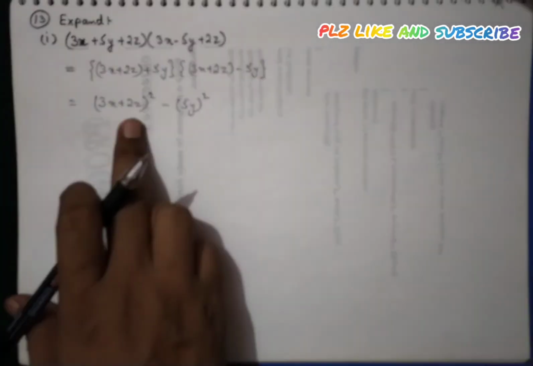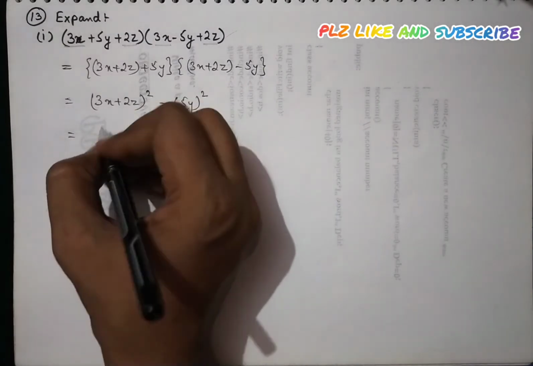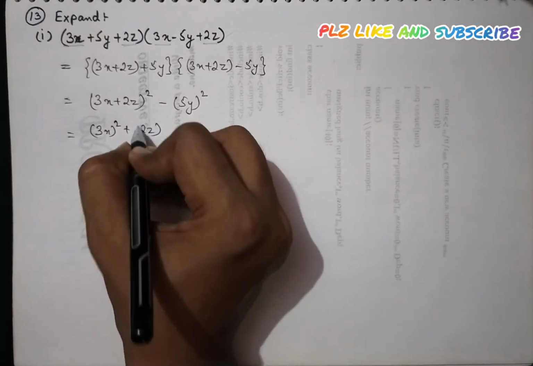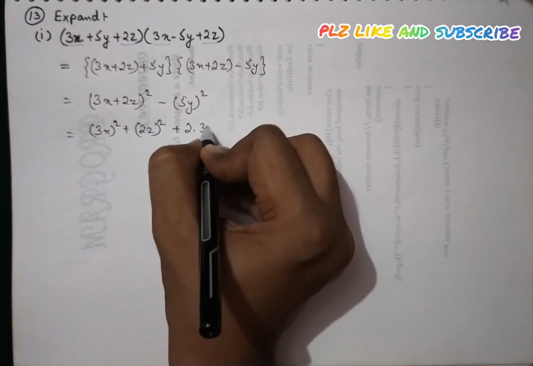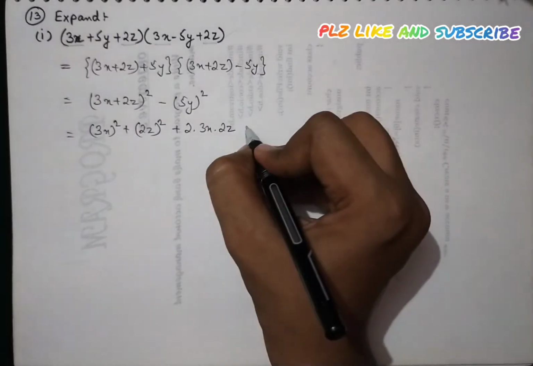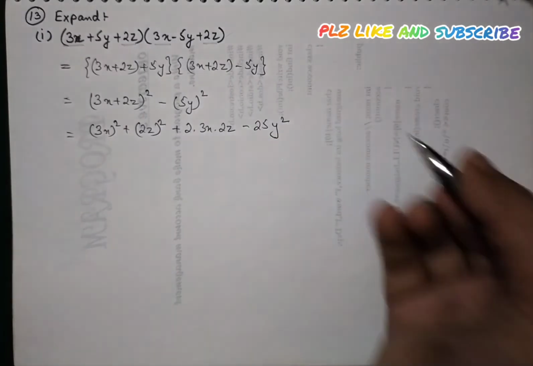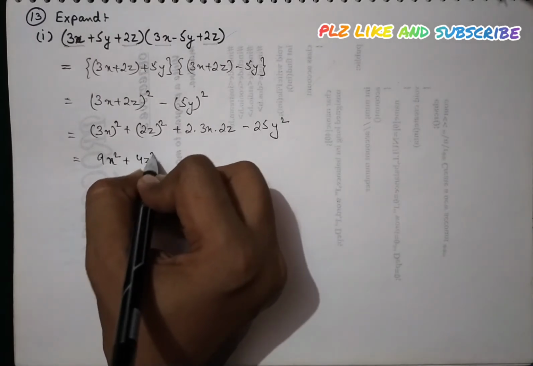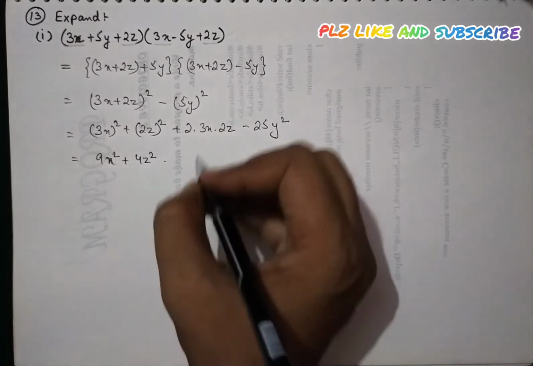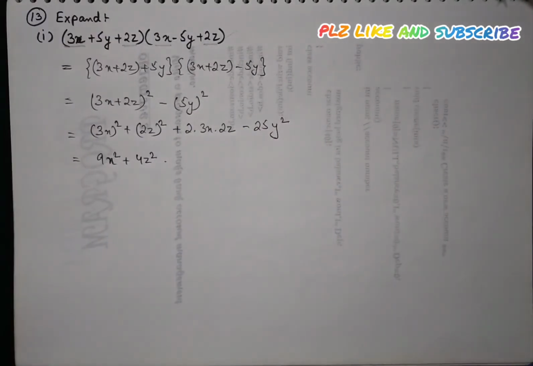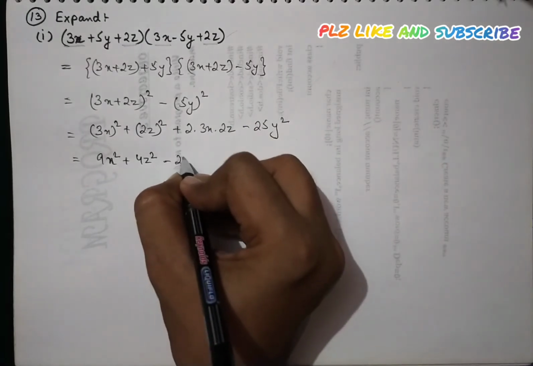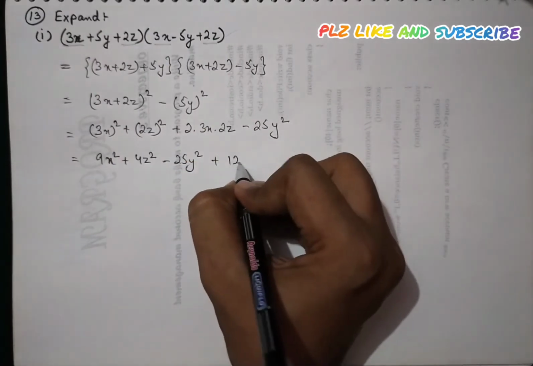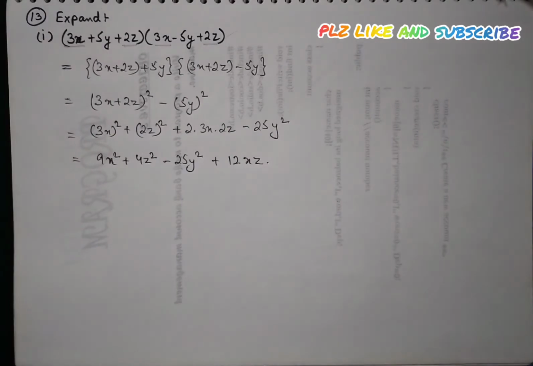Now expand these two, and on expansion a plus b to the whole square, that is 3x to the whole square plus 2z to the whole square plus 2 into 3x into 2z, minus 25y square, and that is equals to 9x square plus 4z square minus 25y square plus 12xz.